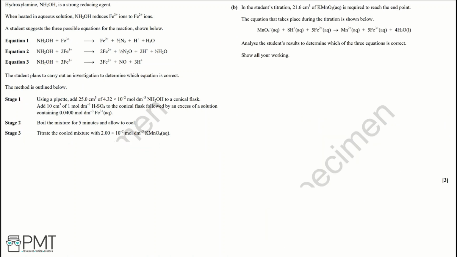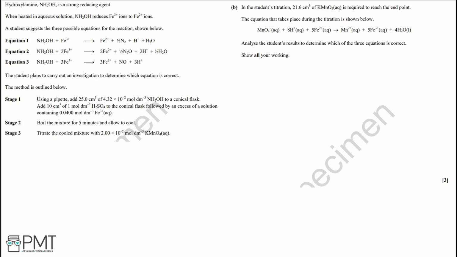Part B. In the student's titration, 21.6 centimetres cubed of KMnO4 (aq) is required to reach the end point. The equation that takes place during the titration is shown below. Analyze the student's results to determine which of the three equations is correct. Show all your working. The first thing we're going to do in this question is work out the number of moles of MnO4⁻.